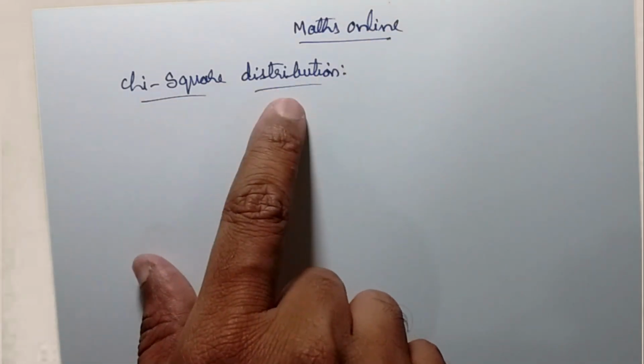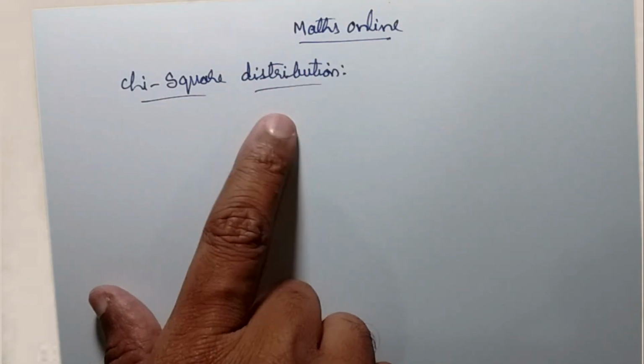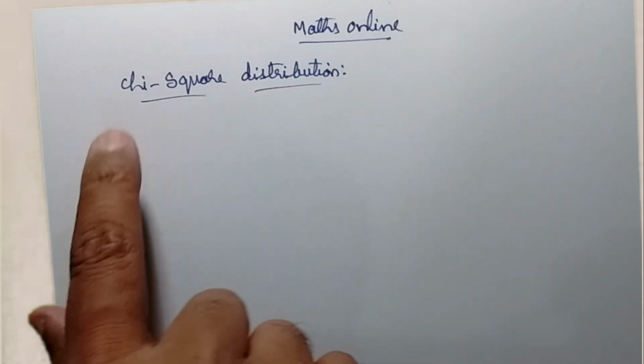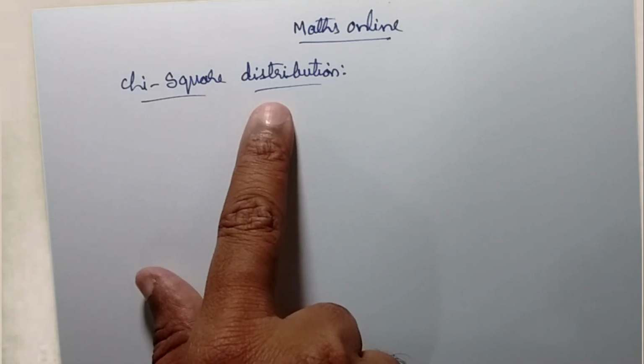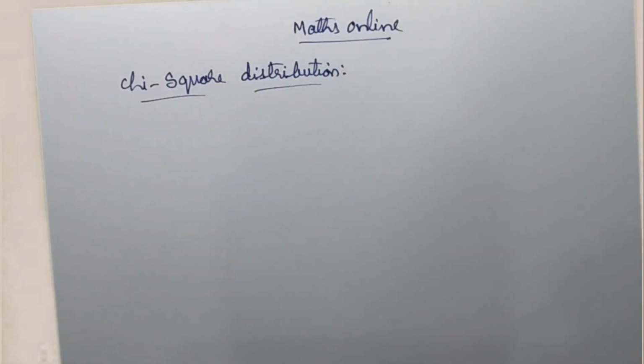Today's topic is Chi-Square Distribution. It is the second video on Chi-Square Distribution. In the previous video, we already saw a few problems based on Chi-Square Distribution. We'll continue with a few more problems in this session.